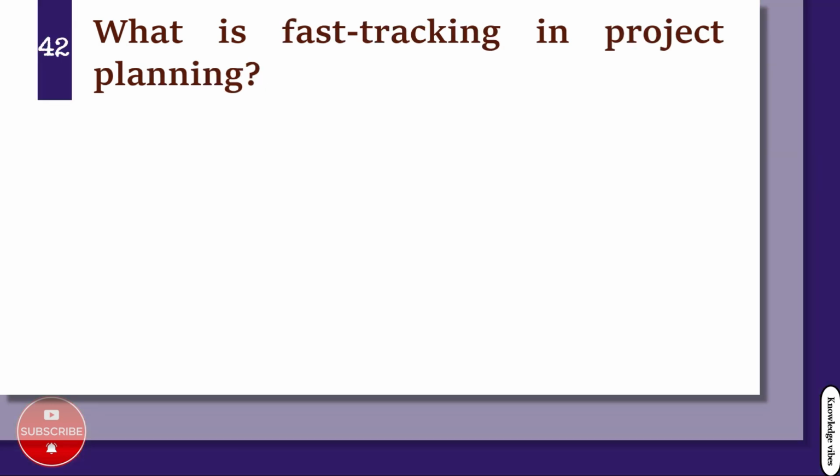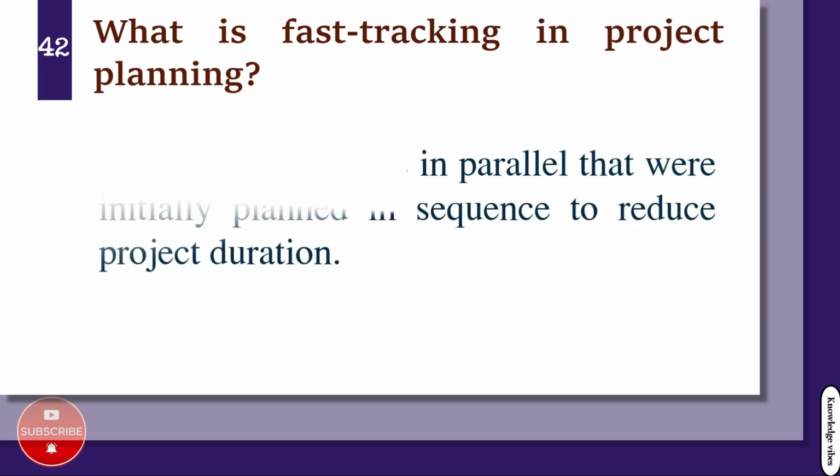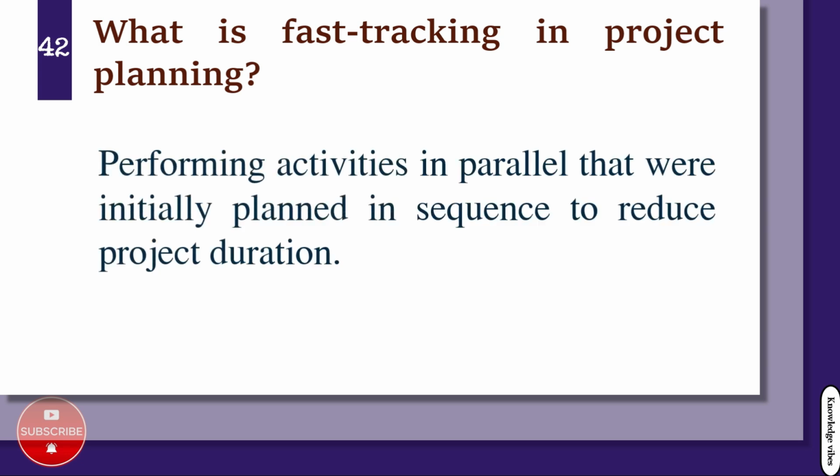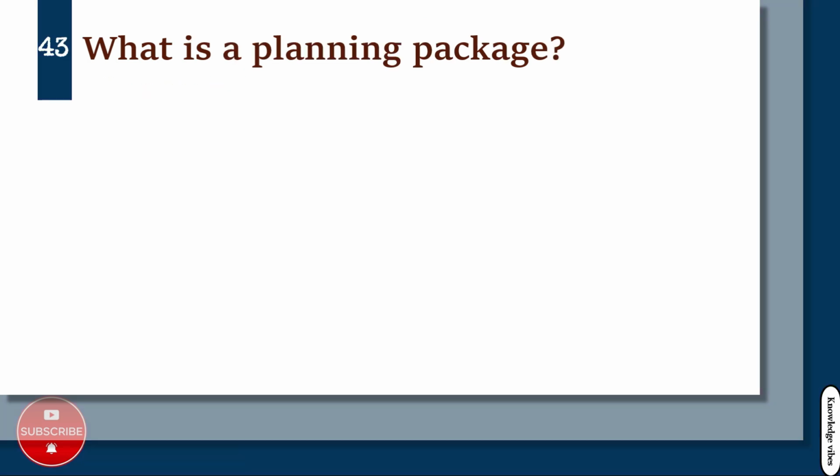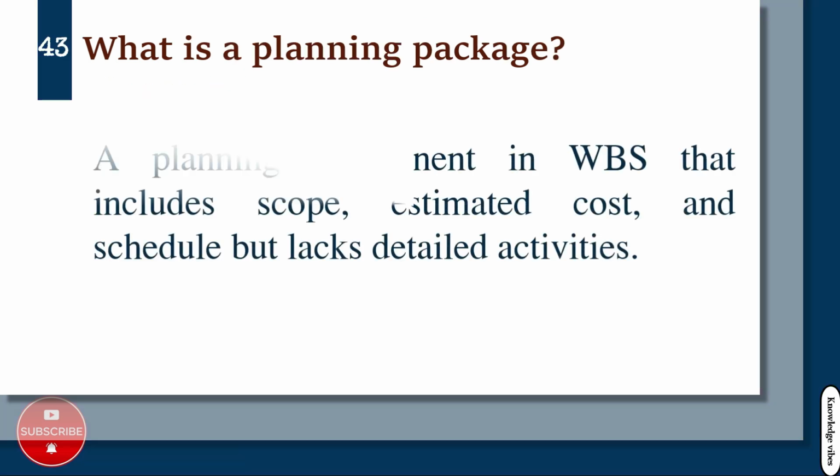What is fast tracking in project planning? Performing activities in parallel that were initially planned in sequence to reduce project duration. What is a planning package? A planning component in WBS that includes scope, estimated cost, and schedule but lacks detailed activities.